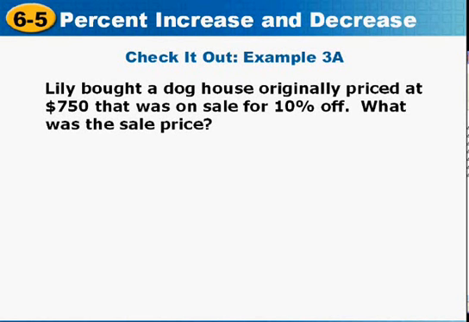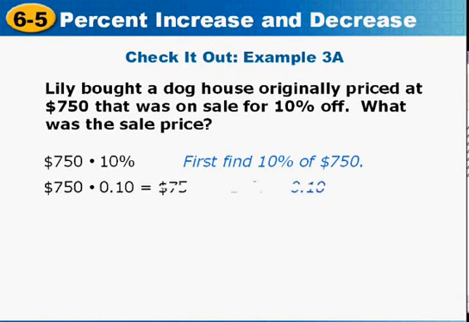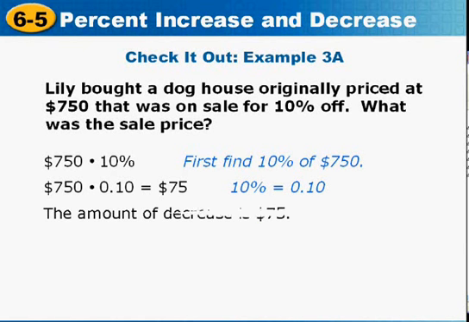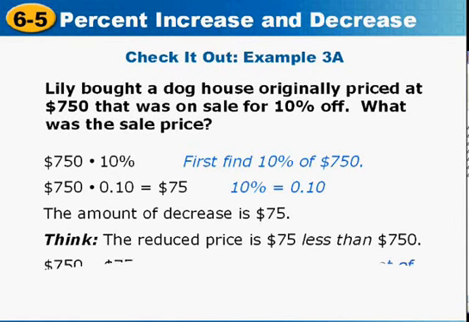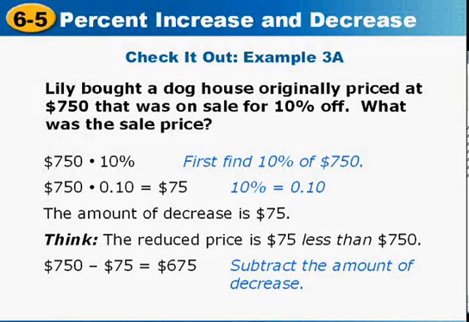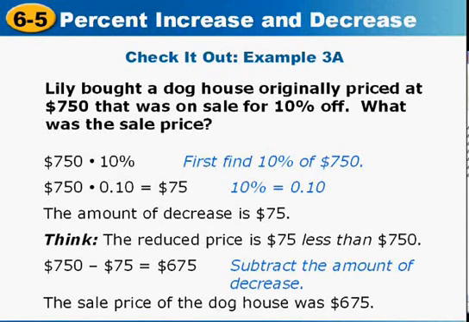Okay, so first we have to figure out the discount by multiplying the percent by the original amount. You can't multiply by a percent, got to change it to a decimal. When we multiply, we get $75. That is not the sale price. That is the amount decreased. That's the discount. That's the 10%. So 10% discount is $75 off. So we're going to reduce the price. It's going to be $675 for the doghouse.